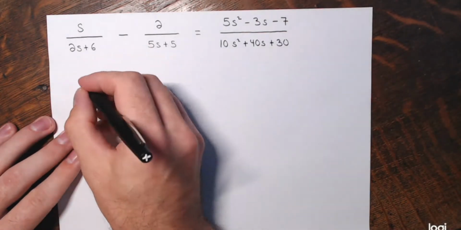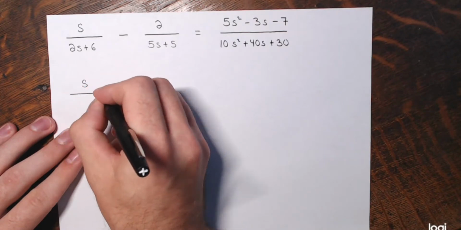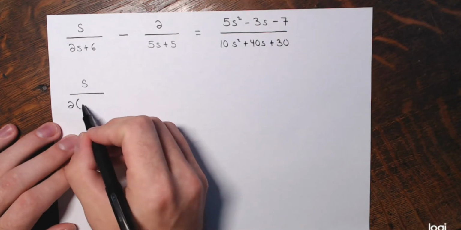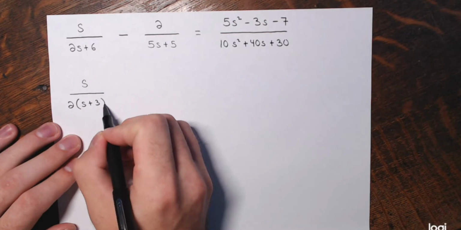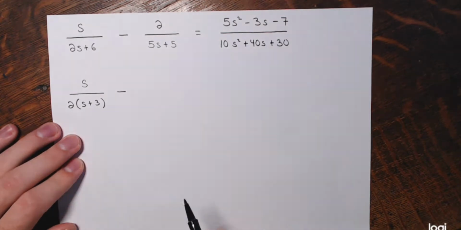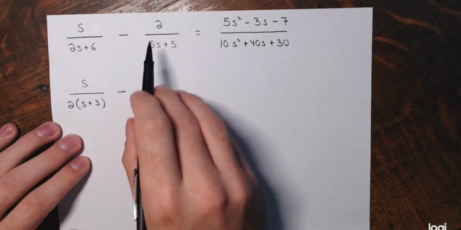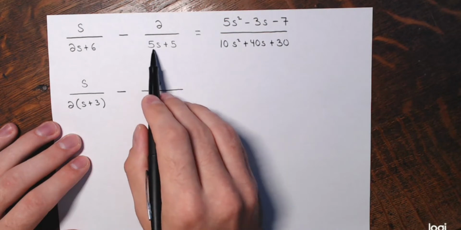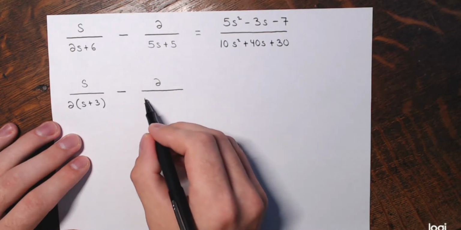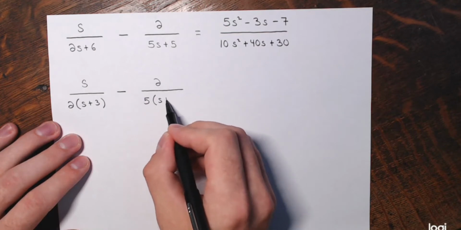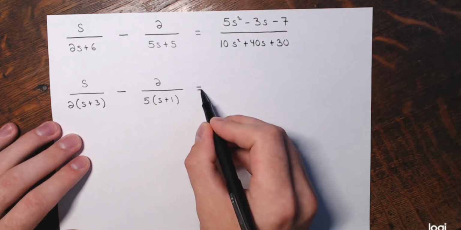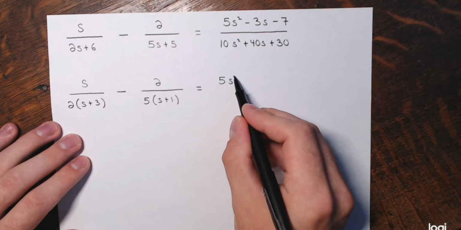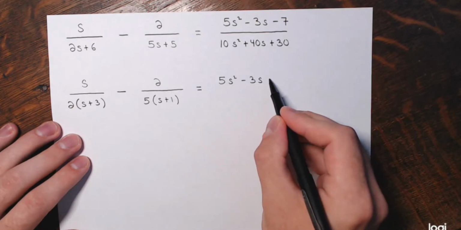So the first fraction is s over 2s plus 6, you can factor a 2 out. That'd be 2 times the quantity s plus 3. And that's as factored as that gets. Minus the second fraction, we have 2 over, and this denominator, 5s plus 5, you can factor a 5 out, times the quantity s plus 1. Equals, and then on the other side, the numerator is 5 times s squared minus 3 times s minus 7.